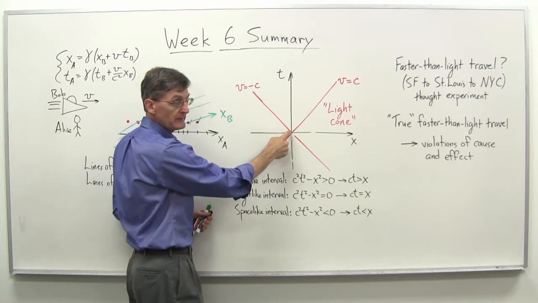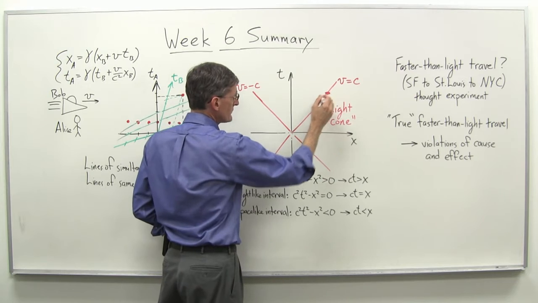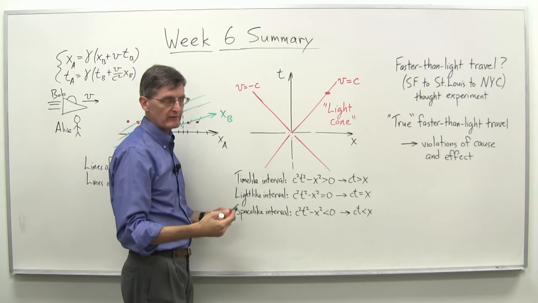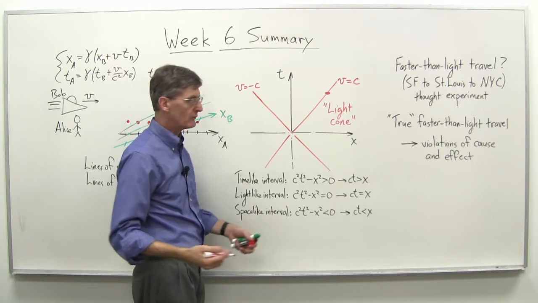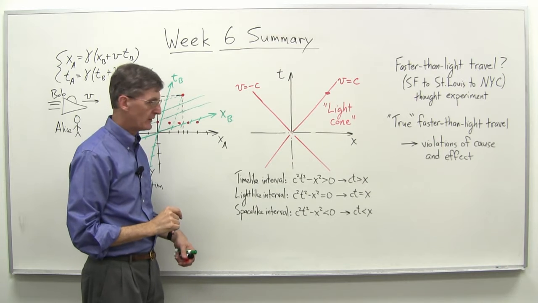So if I'm here and there's a point out here, then I have a light-like interval between me. And I can't go at the speed of light, but if I could shoot a laser beam, the laser beam could get there in time to get to that space-time point.